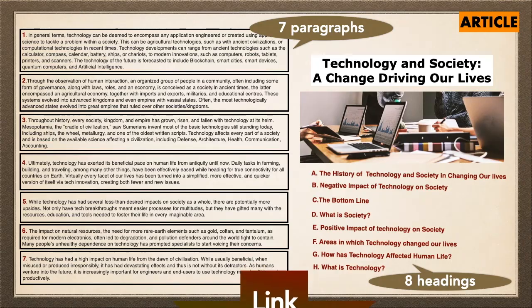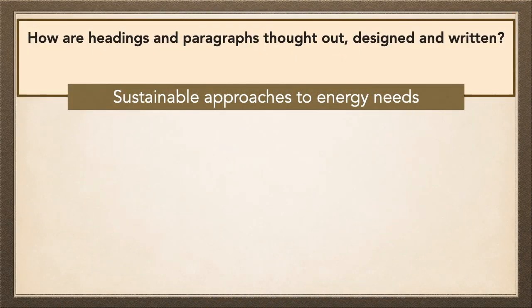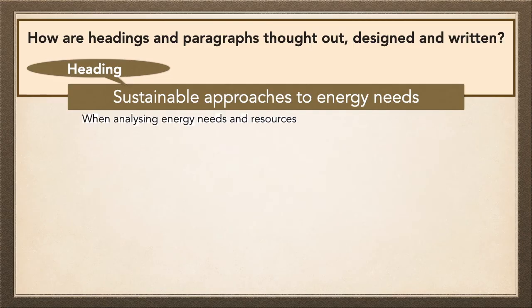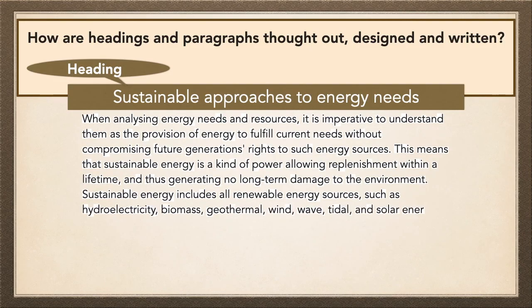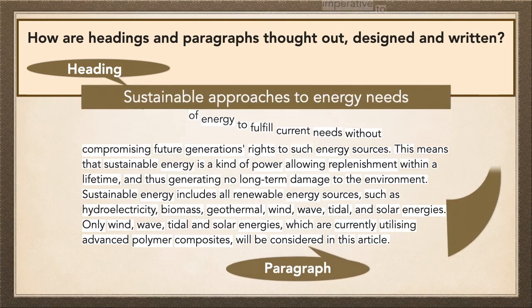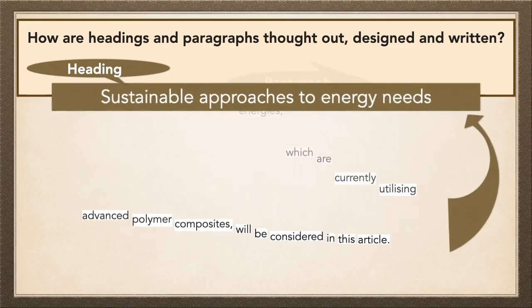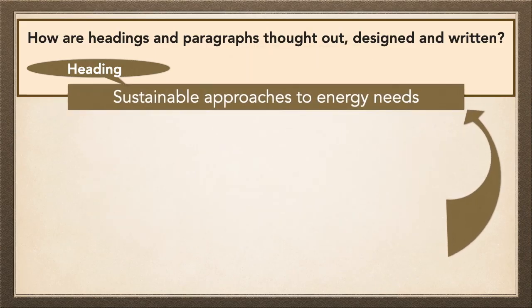But first, let's start by analyzing how headings and paragraphs are written. Headings are the first introduction to a paragraph. They tell us what the paragraph is about, what the most relevant bit is, what the writer wanted the reader to understand. It's a very short summary of the paragraph.